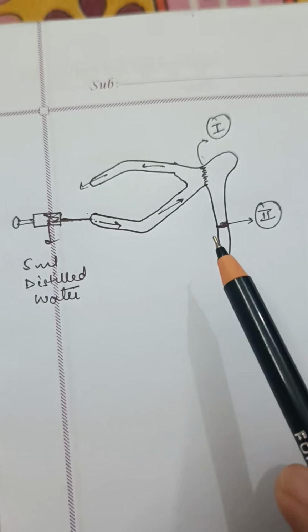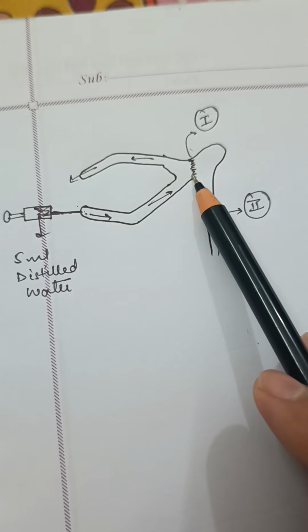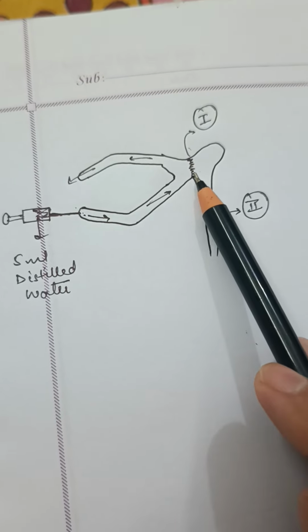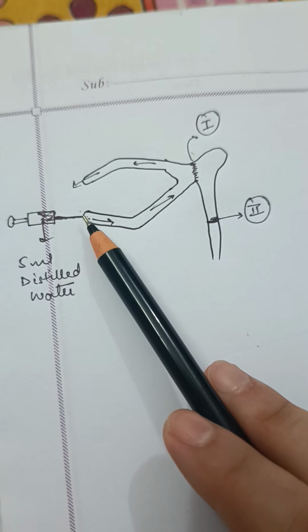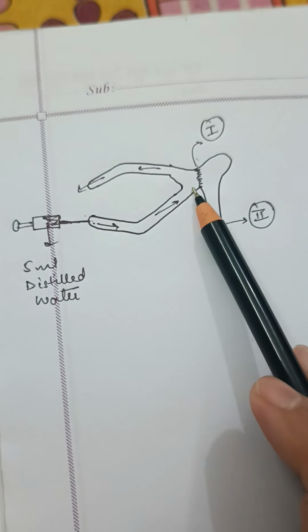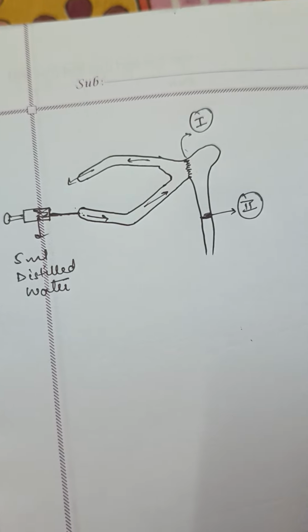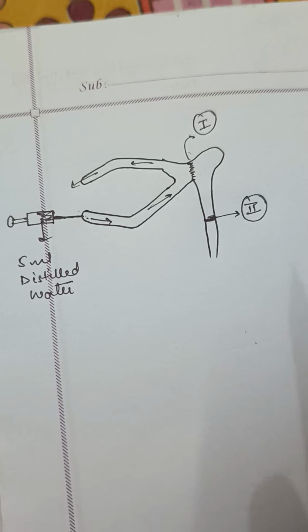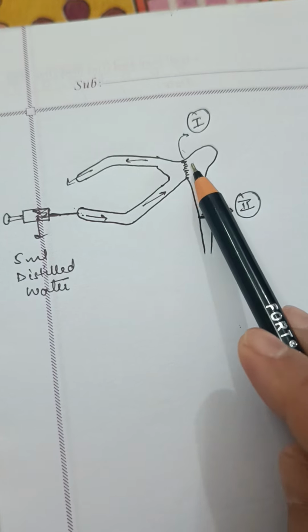But if it is not patent, it means there can be an obstruction in the nasolacrimal duct or in the common canaliculus. Then two situations will arise. If there is a blockage in the common canaliculus, then the distilled water injected through the inferior puncta will quickly regurgitate from the upper puncta. It does not contain any pus, so it will be a clear fluid with no pus and a rapid regurgitation. That means the obstruction is in the common canaliculus.